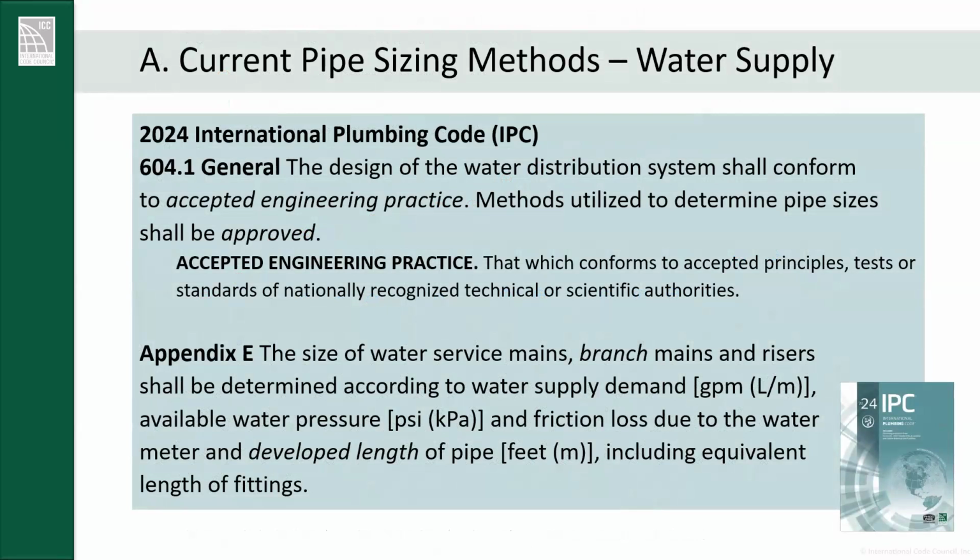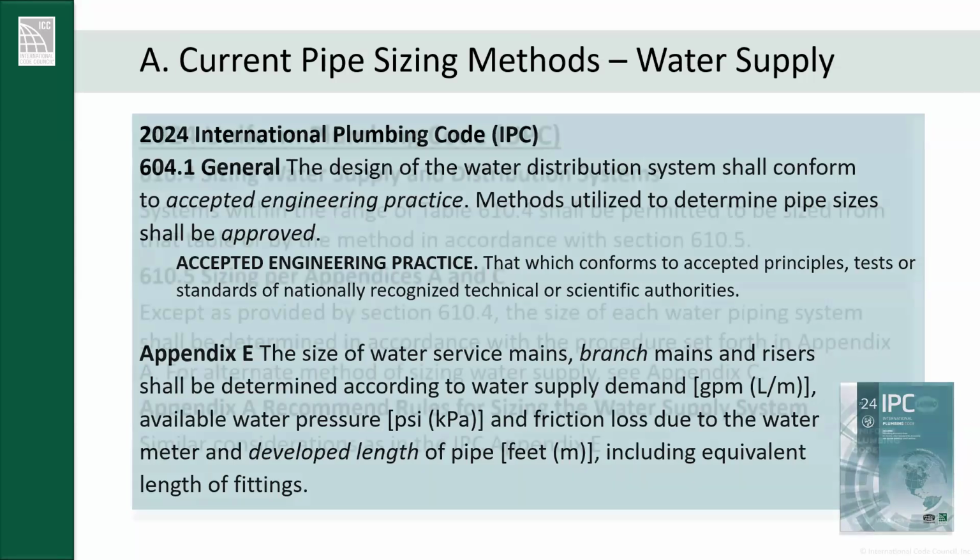And this is just a snapshot of the current pipe sizing method in the 2024 IPC. In Chapter 6, it does allow design professionals to choose a method of pipe sizing as long as it conforms to accepted engineering practices. And there are definitions for that. It also provides an option to use Appendix E to determine the size of branch mains and risers.